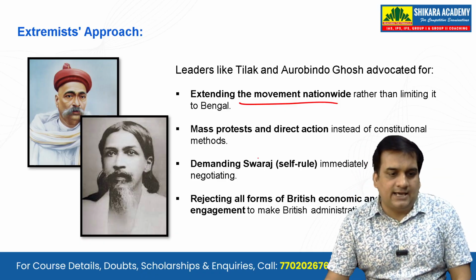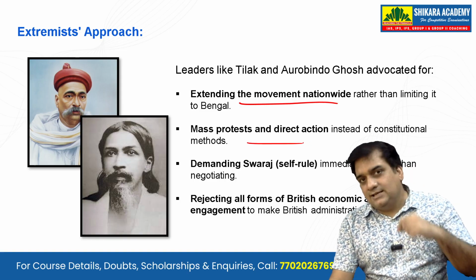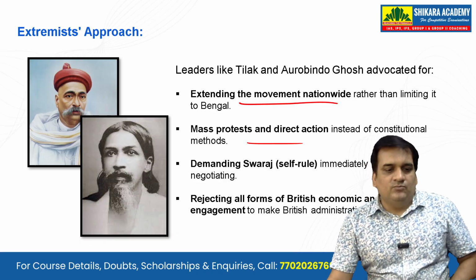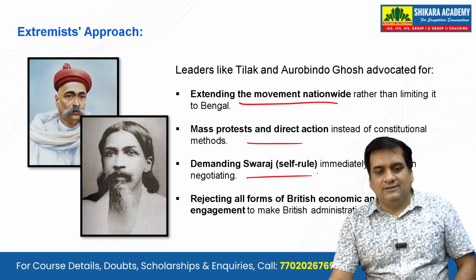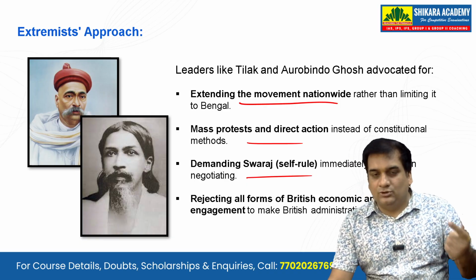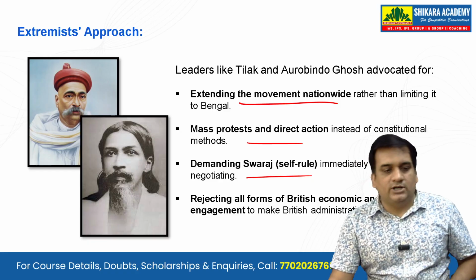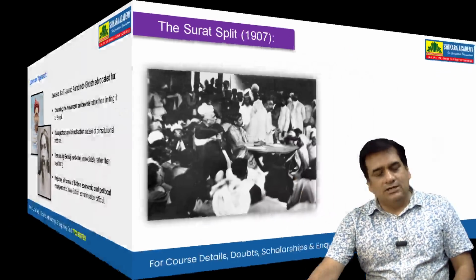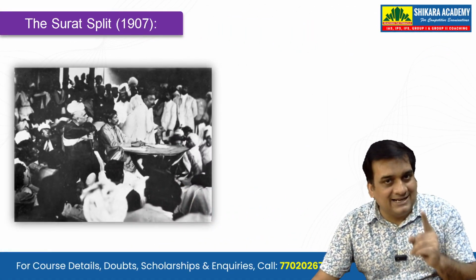The mass protest and direct action is something that the extremists wanted. Moderates wanted that there should not be any direct action. The demand for Swaraj, or self-rule, was immediate, rather than negotiated. The moderates wanted to negotiate on this. And rejecting all forms of British economic and political engagement, this is what the extremists demanded.